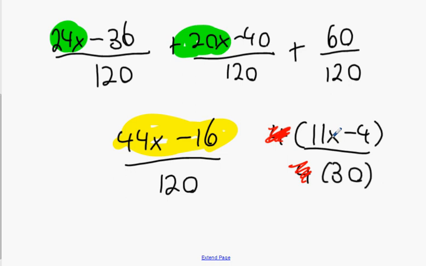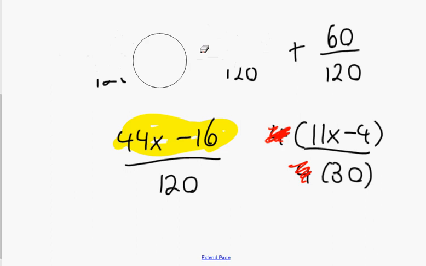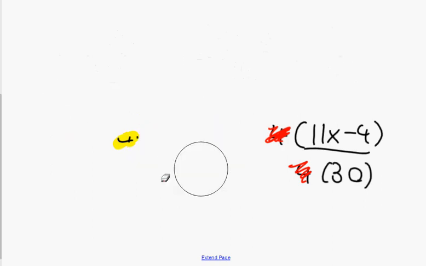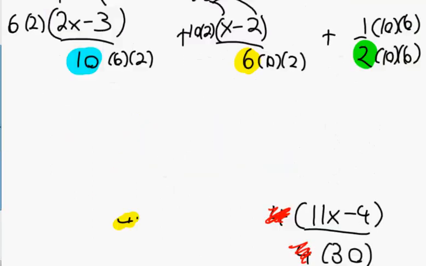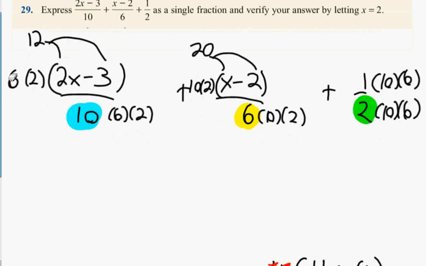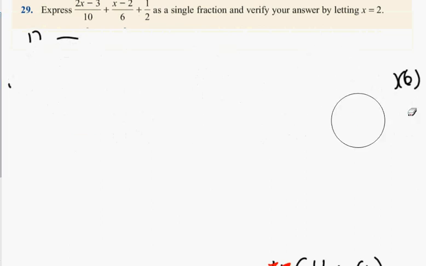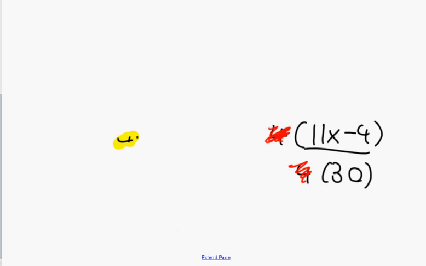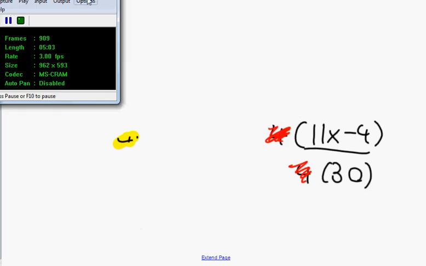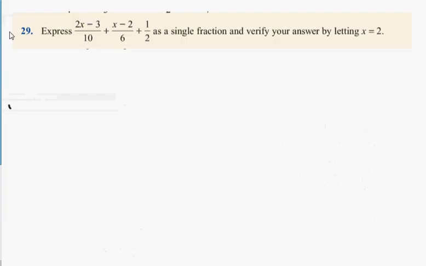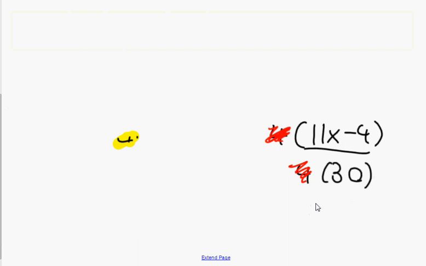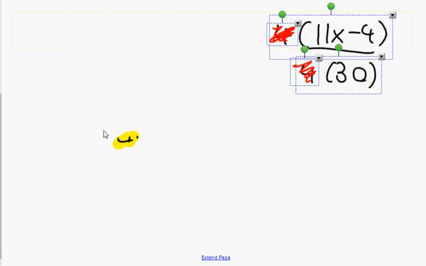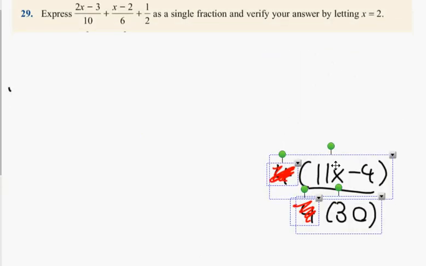It asked me to verify the answer. How do I verify the answer, lads? Yes, sir. What number does it give me? It wants me to use x equals 2. So this question, as it says, is 29. Now guys, the answer I have here is 11x minus 4 over 30.